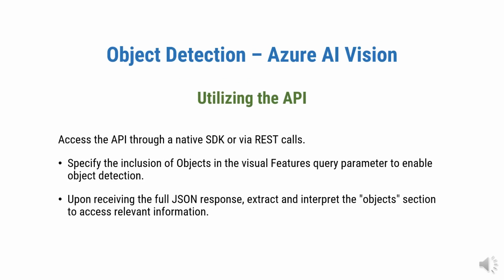Utilizing the API. Access the API through a native SDK or via REST calls. Specify the inclusion of objects in the visual features query parameter to enable object detection. Upon receiving the full JSON response, extract and interpret the object section to access relevant information.